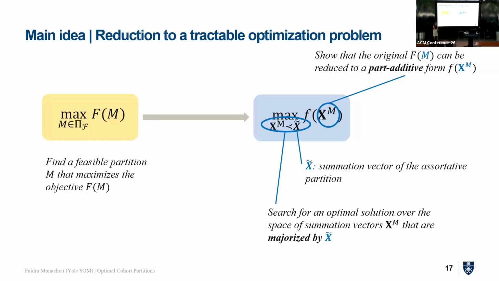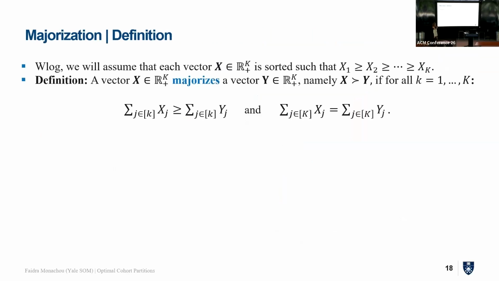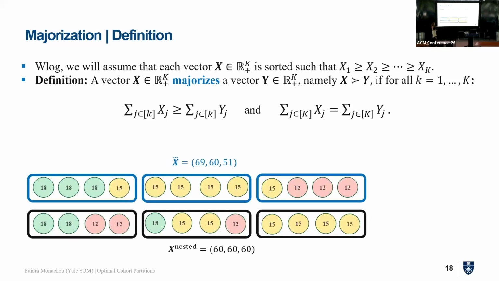So what does it mean to majorize? Here's the technical definition. I will not go over it, but just give you an example. Let's say we have sorted the summation vectors and X majorizes Y. Intuitively, this means that Y distributes the students more evenly compared to X. So here's an example of what this means.